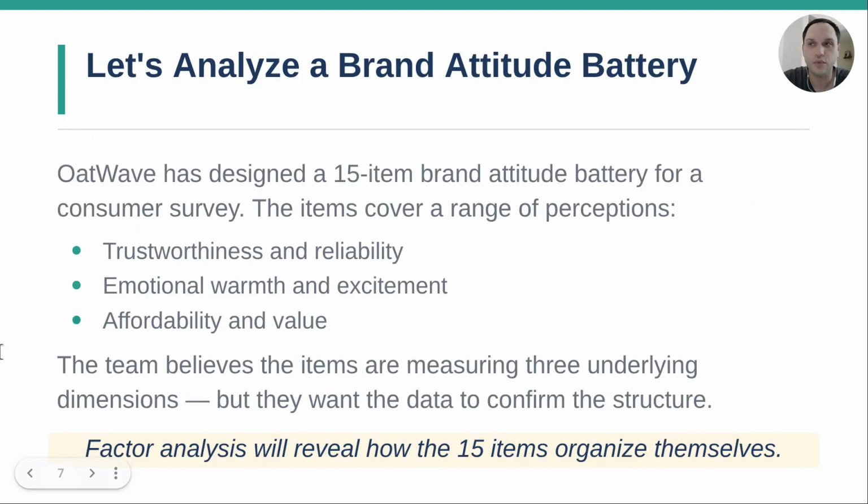Let's ground this in a real scenario. Oatwave is a plant-based oat milk brand that has designed a 15-item attitude battery for a consumer survey. The items cover a range of brand perceptions: trustworthiness and reliability, emotional warmth and excitement, affordability and value. The team had an intuition that these 15 items are measuring 3 underlying dimensions. But intuition isn't enough. They want the data to confirm the structure and to tell them precisely which items belong to which dimension. That's exactly what factor analysis will do.